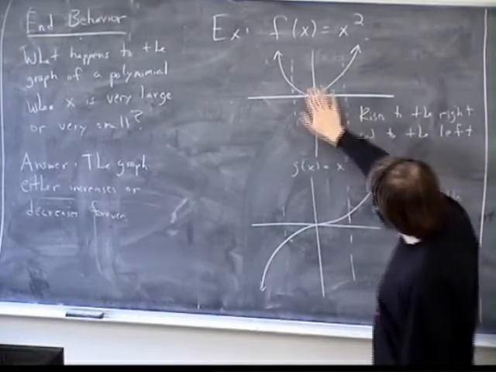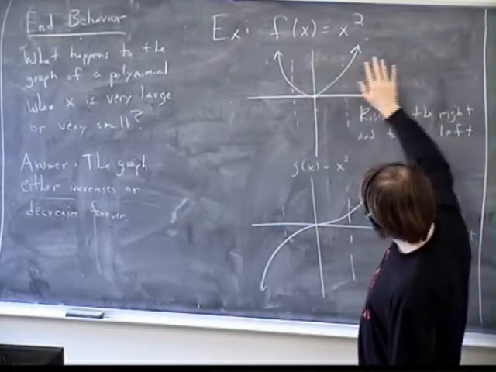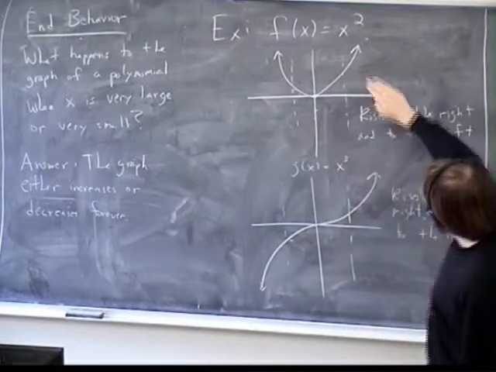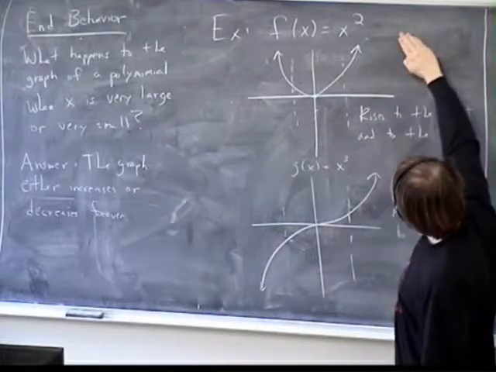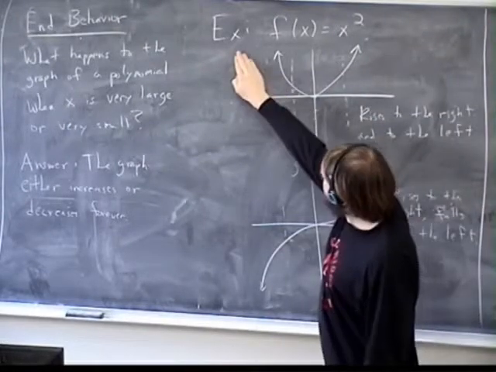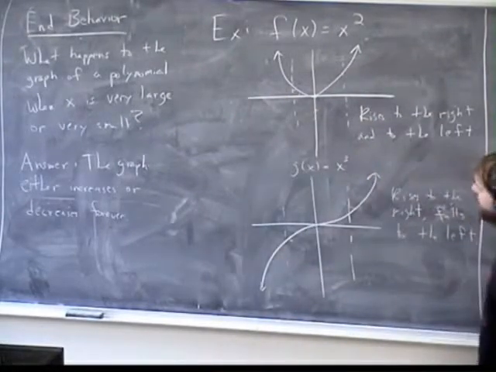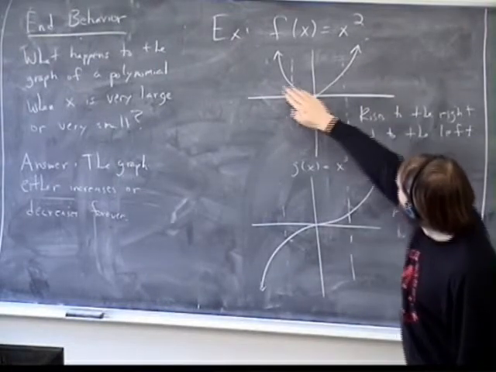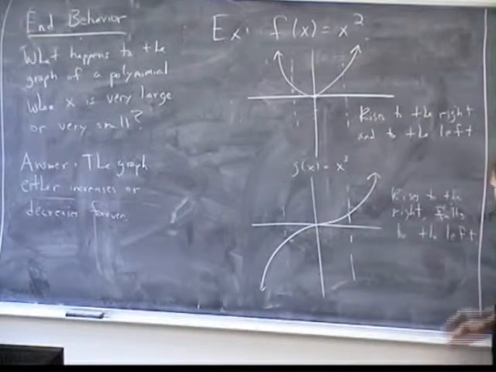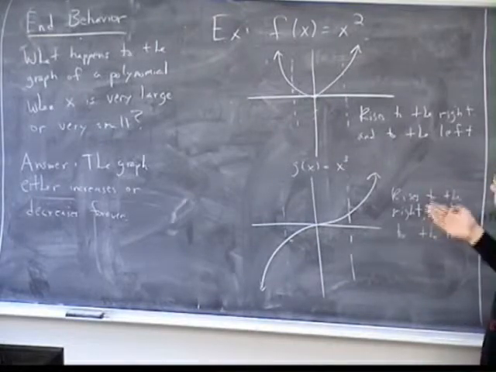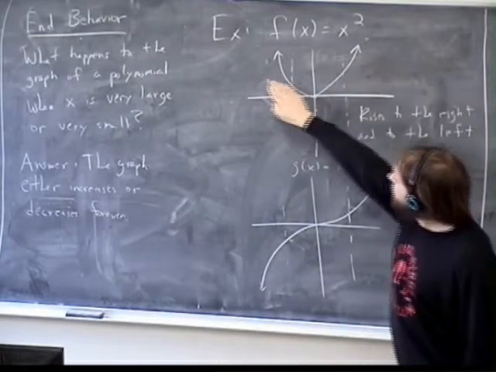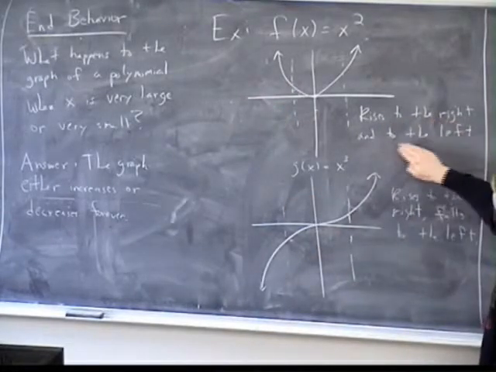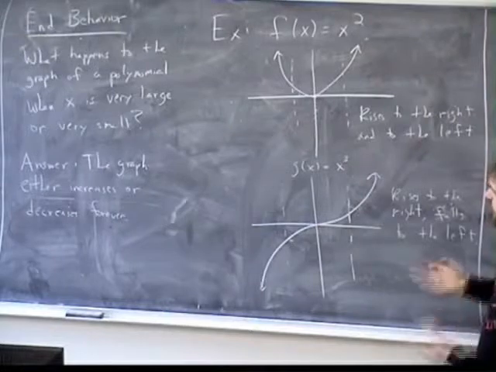So if we look away from this middle region and just look at what's happening out to the right or out to the left, we see that the graph increases to the right and increases to the left. In other words, that behavior on both sides is the same, and in this case it's increasing. Now, the way you could write that is by either saying increases to the right and increases to the left, or rises to the right and rises to the left. And that's how you could describe the end behavior.